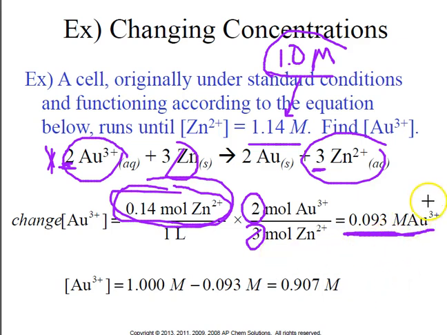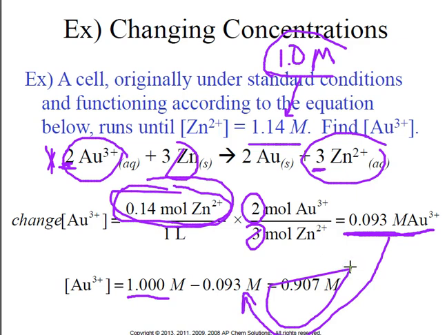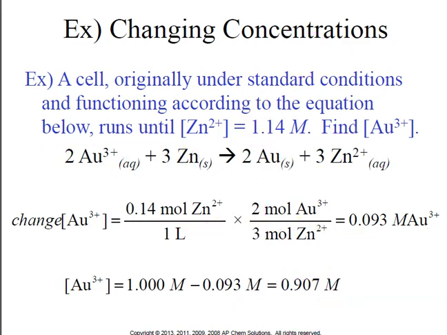It must have gone down though, right? Not up. So the gold started at 1 and it changed by that much according to the ratio from the zinc. So we now know that this must be the molarity of the gold. They are both now non-standard. So do you think the voltage went up or down based on that?